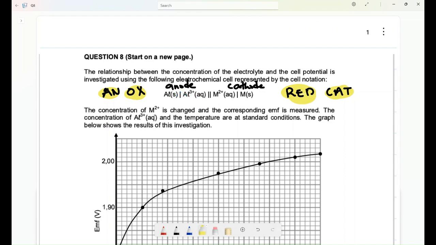The concentration of M2+ is changed and the corresponding EMF is measured. The concentration of aluminium ions is varied and the temperature is at standard temperature. So, standard conditions. What are standard conditions? A concentration of 1 mole per decimeter cubed, atmospheric pressure of 101.3 kilopascals, and a temperature of 25 degrees Celsius.